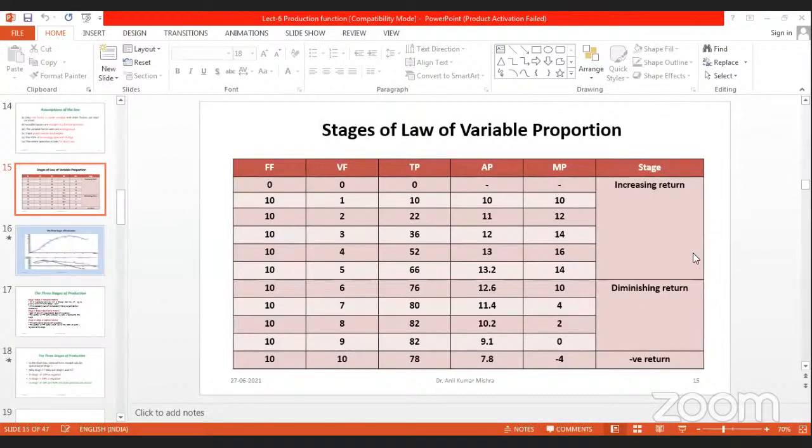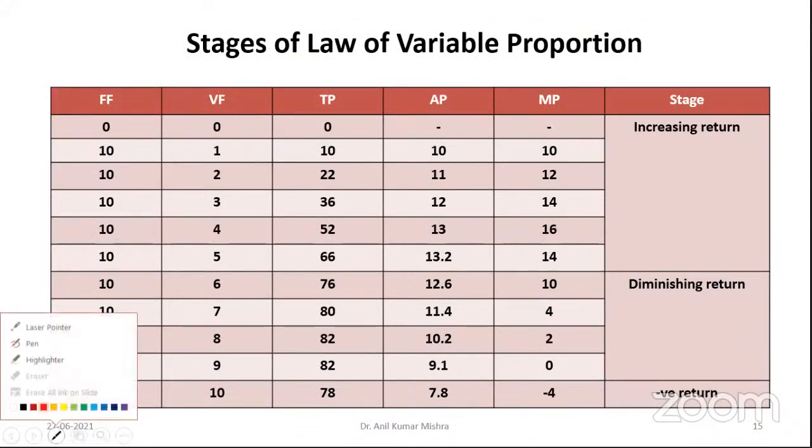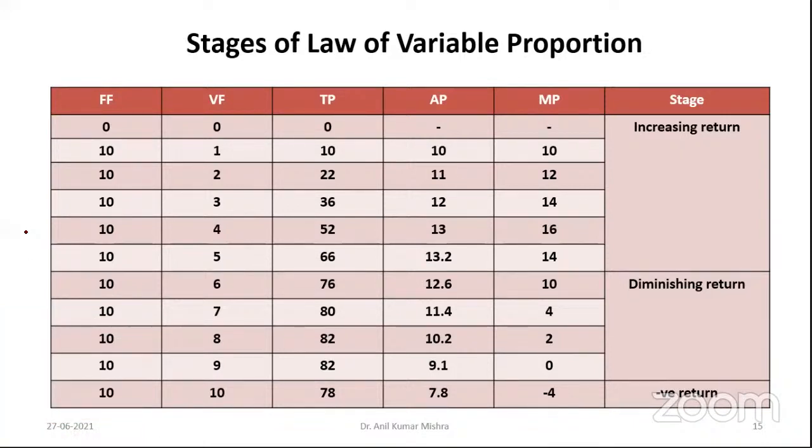So here is the table for all of you. And we start with this table, explaining the concept of the table. In the last class, we learned the definition of the law of variable proportion, and why it is called the law of variable proportion. It is so because of the existence of some fixed factors and only one variable factor. And the law tells us what happens when the variable factor increases one by one while the fixed factor remains fixed, right?